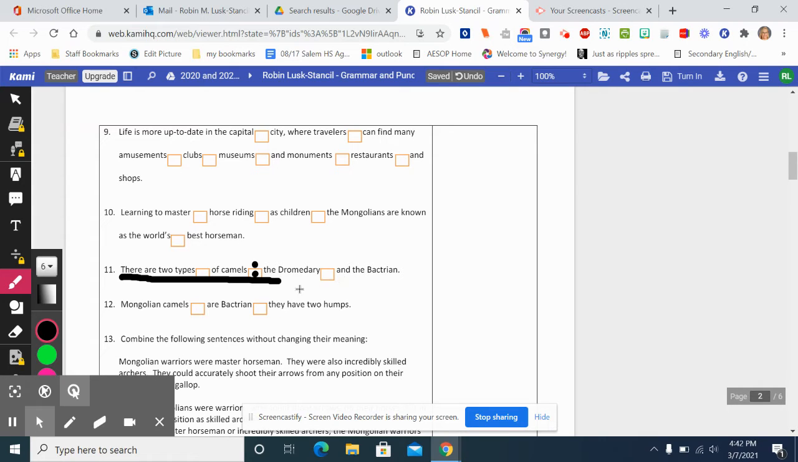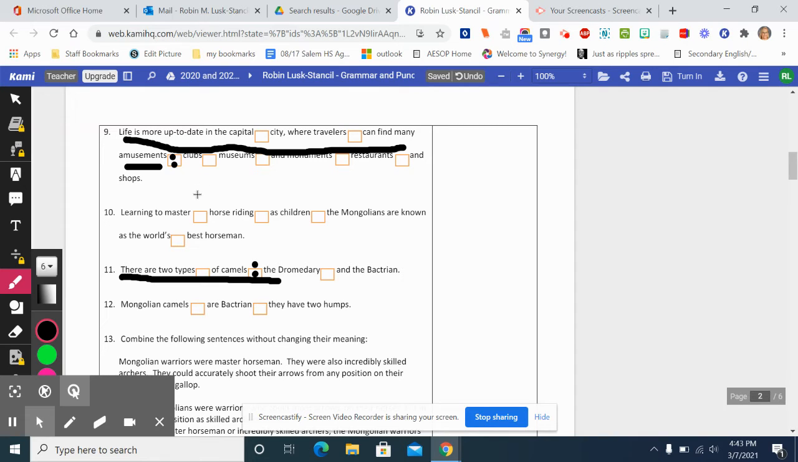Notice we only have two here, and we already have the word and, so we don't have a traditional list, so we don't actually need a comma between them here. Unlike when we look up here at number 9, okay, life is more up to date in the capital city where travelers can find many amusements. Okay, complete sentence. We can't put a period because clubs, museums, and monuments, restaurants, and shops are not complete sentences. Okay, so what we need, since they are examples, is we need that colon after amusements.